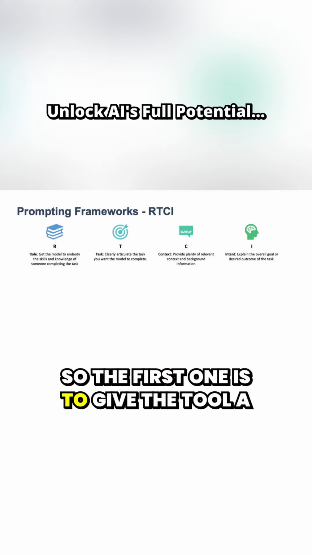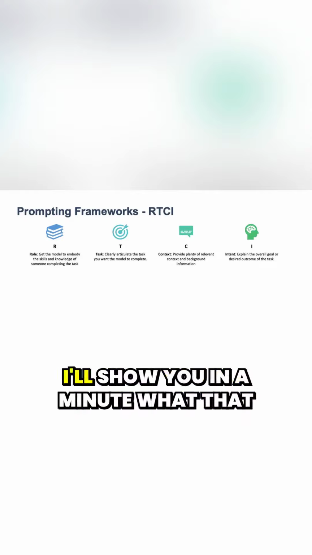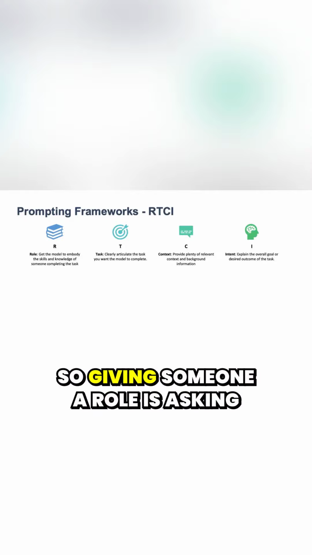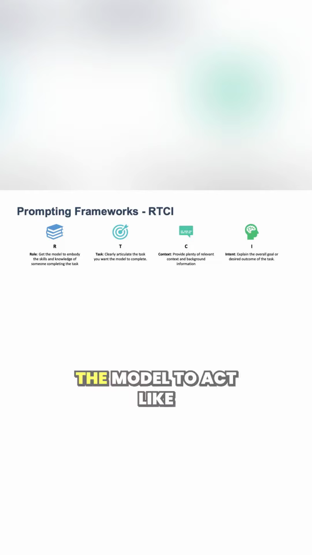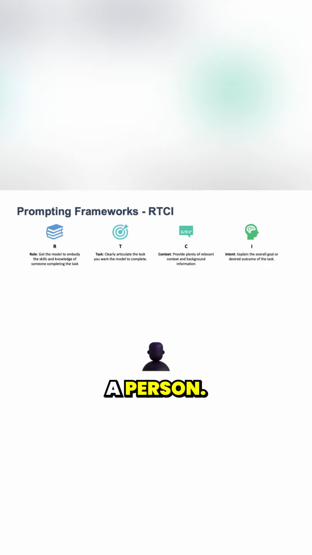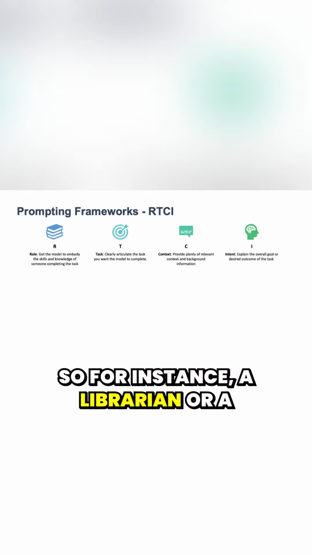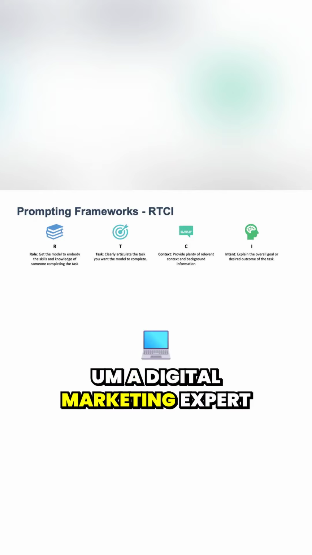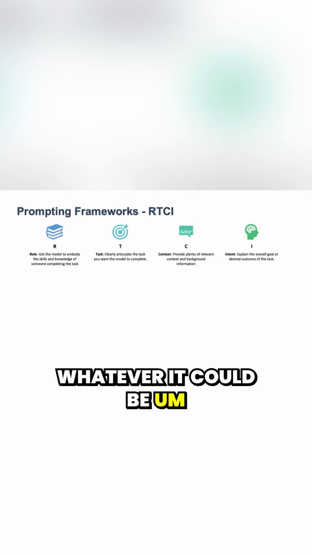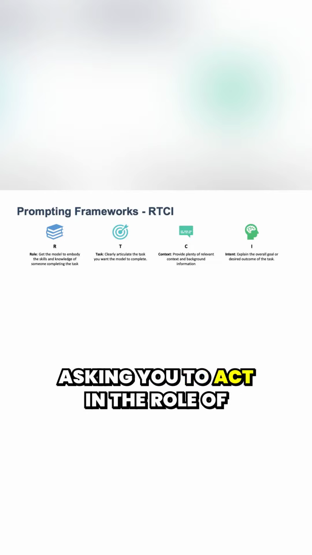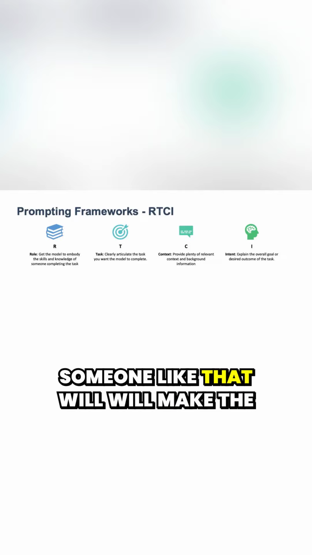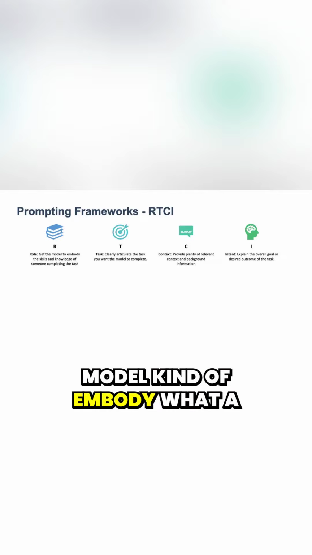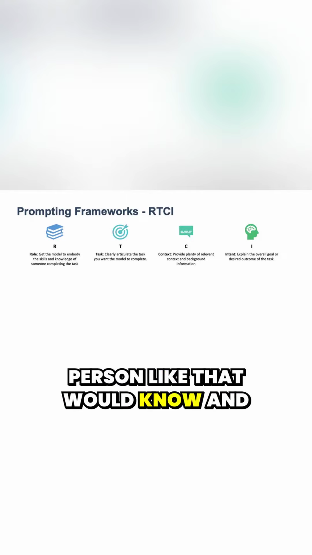So the first one is to give the tool a role, right? And I'll show you in a minute what that looks like. Giving someone a role is asking the model to act like a person. So for instance, a librarian or a dentist or a digital marketing expert, whatever it could be, asking it to act in the role of someone like that will make the model kind of embody what a person like that would know.